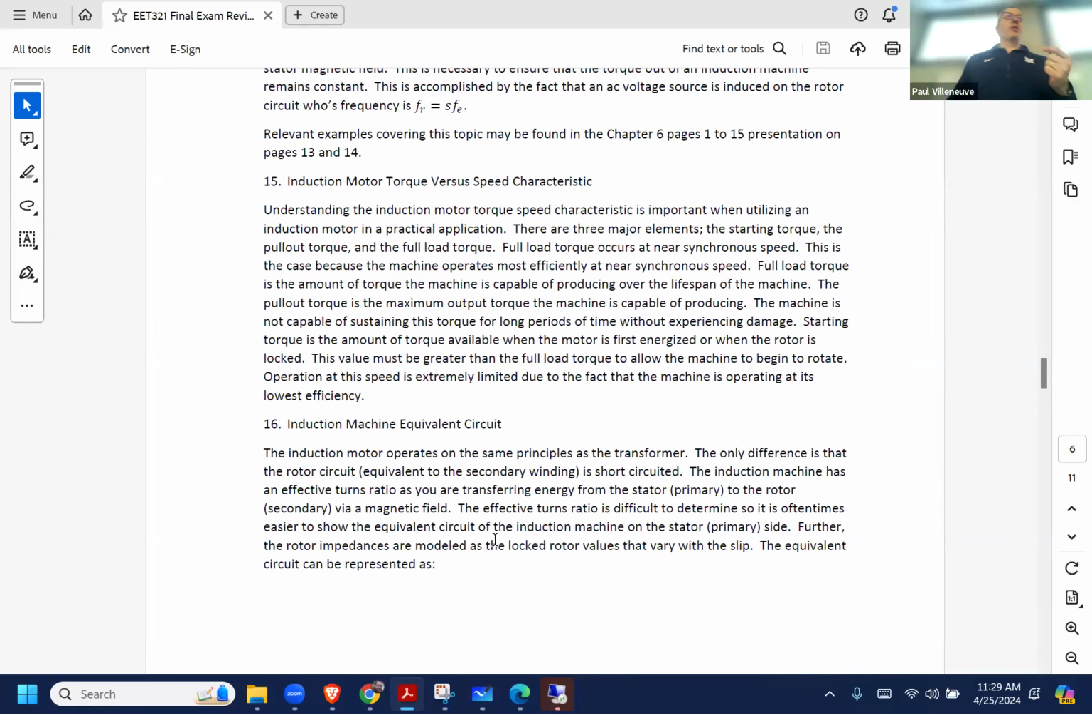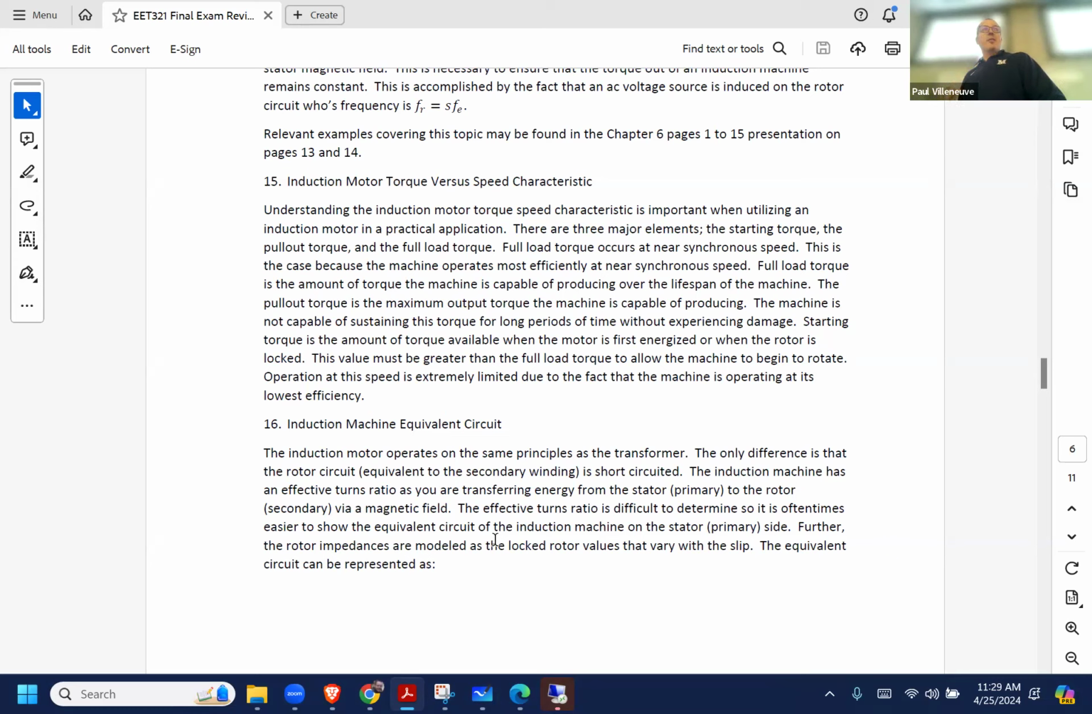And our torque versus speed characteristic for a NEMA design B was we had pretty good starting torque, 200 to 300% of the full load torque. And then that value tended to increase until you got to what our pullout or our breakdown torque is, which is the maximum torque this particular machine can produce. And then we wanted to get down to the full load output torque, which is very close to operating at synchronous speed.